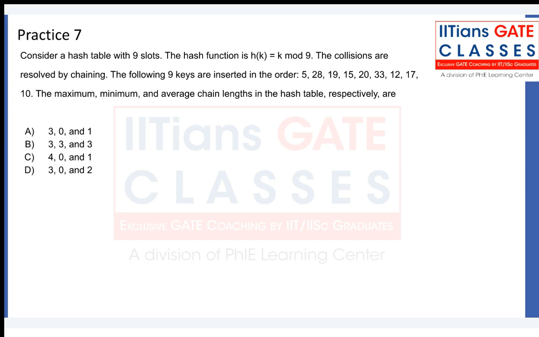Okay. So it's a hash table with 9 slots. So let's say this is slots 0, 1, 2, 3, 4, 5, 6, 7, 8. And the hash function is k mod 9. You resolve collisions by doing chaining. You insert the key 5, so 5 goes here. You insert the key 28, it will go here because 28 mod 9 is 1.